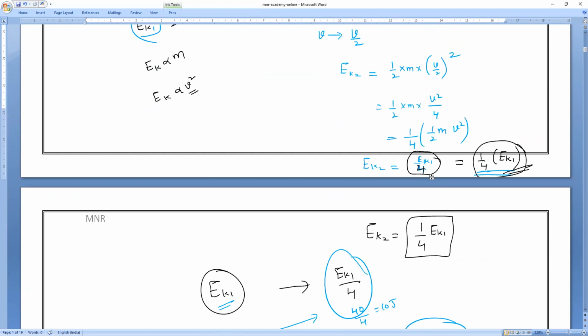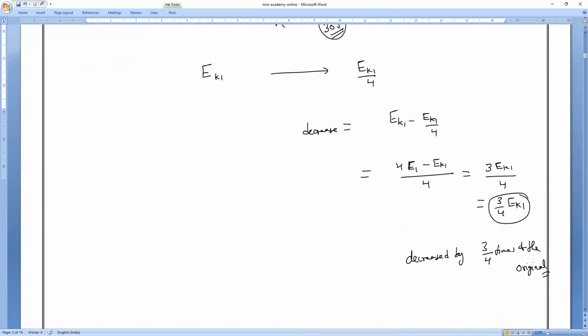What is the new kinetic energy? They are asking how much it is increasing or decreasing. If it is increasing, how much? If it is decreasing, how much? That is what they are asking. So what is the answer? You have to do it, increasing or decreasing. You have to do initial kinetic energy minus final kinetic energy. So if you do that, you will get the answer.